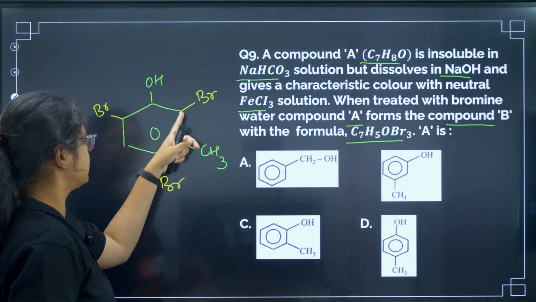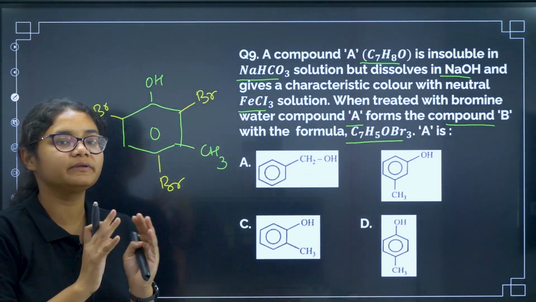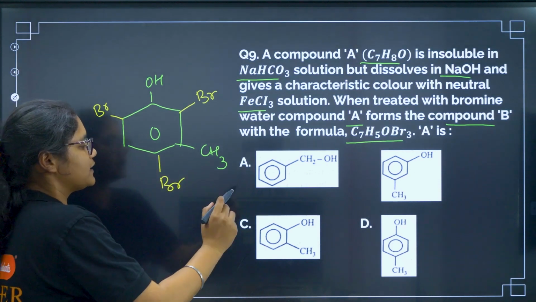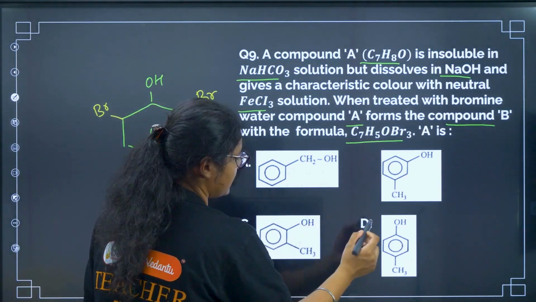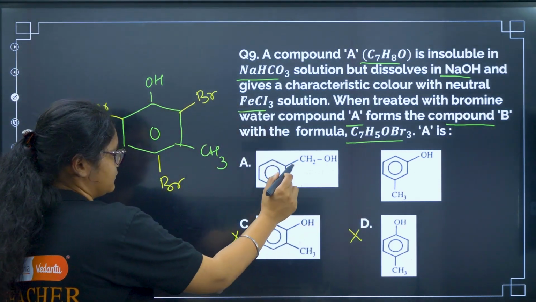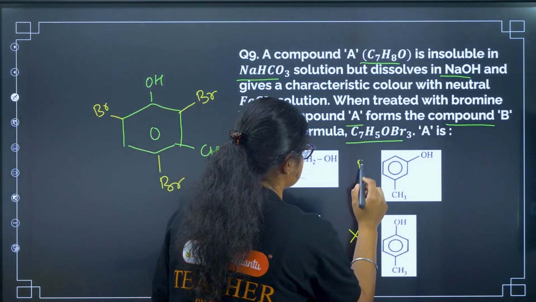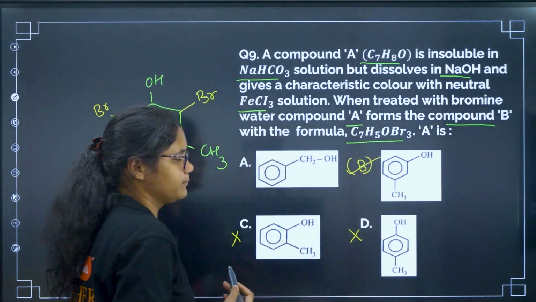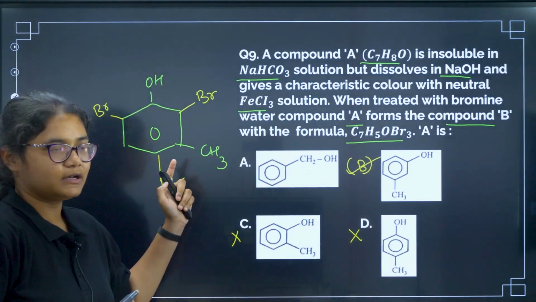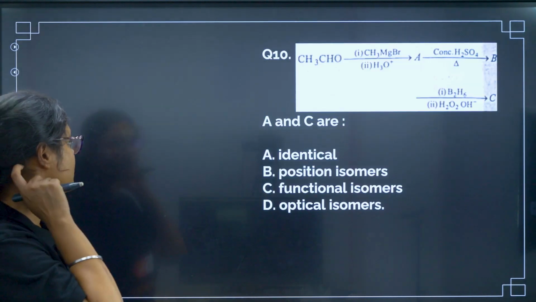So these ortho and para positions should be empty, okay, they should not be blocked. So that is why the answer cannot be option C and option D. And so the correct answer for this question will be option B, right? So we have already discussed a similar question. Now coming to the next question.